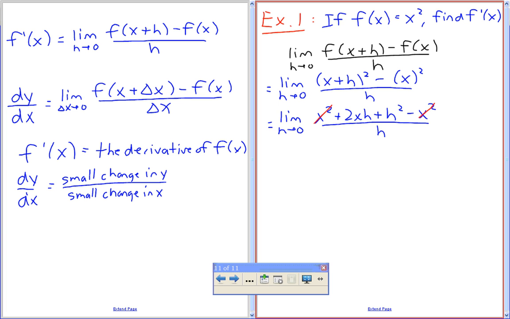All right, Liam, even though you're not in this class, what do we do now? I'm going to rewrite this, but then you're going to... You could just take a common factor. Yeah, sounds good. H comes out, and we're left with 2x plus h. Okay.